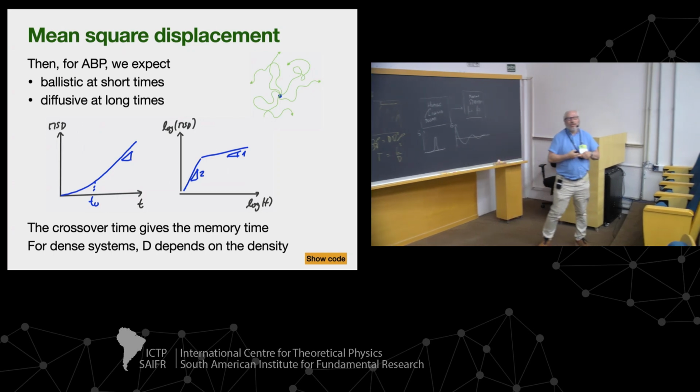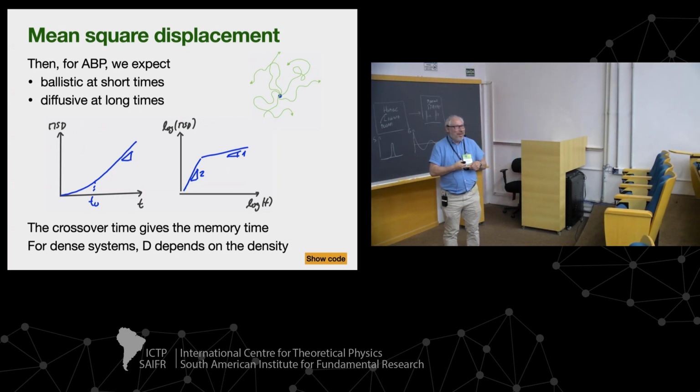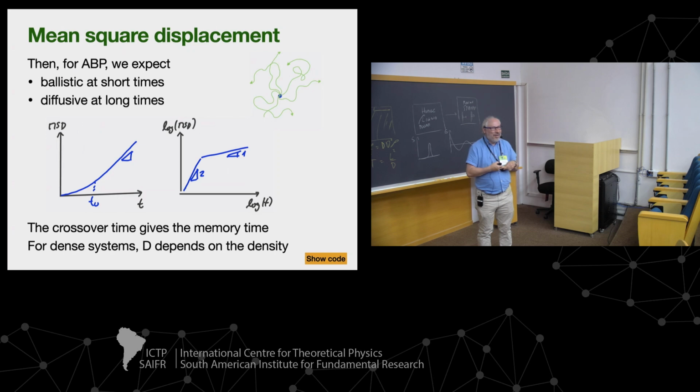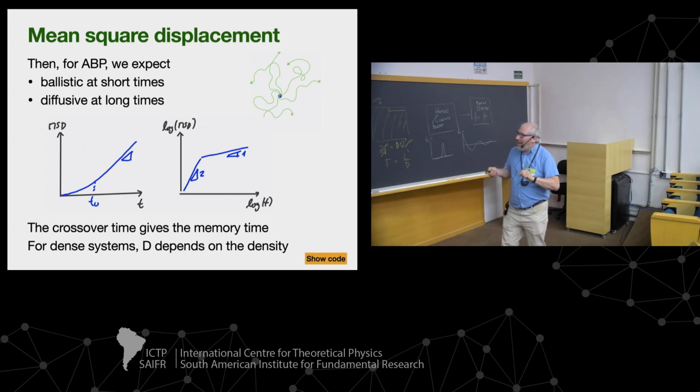Just to complement, I guess that initially, if you have thermal fluctuations, you could have an initial diffusive regime, then ballistic, then diffusive. Yes, okay, I'm going to come back to that before changing the slides.